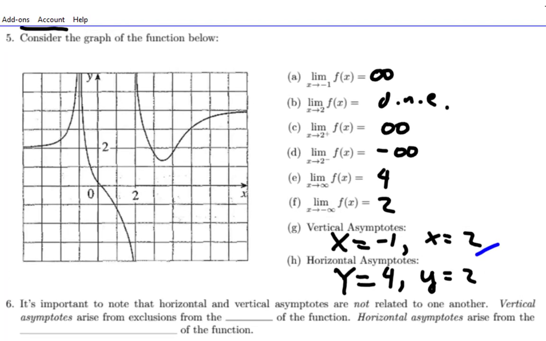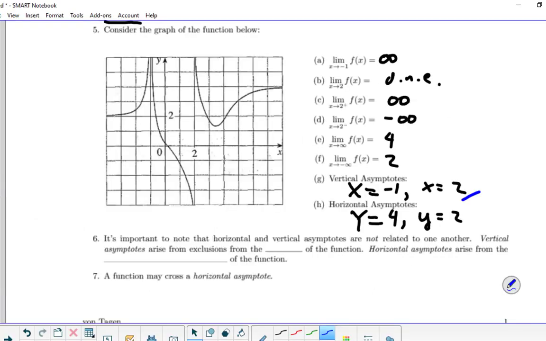Unfortunately, vertical asymptotes has the word asymptote in it, and horizontal asymptotes has the word asymptote in it. And so that leads a lot of people to believe these two ideas are related to one another, and they're not really related to one another. It's essential to realize that vertical asymptotes arise from exclusions in the domain of the function. So vertical asymptotes arise from exclusions in the domain of a function.